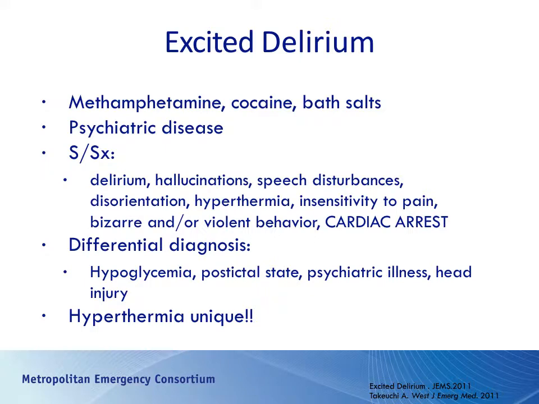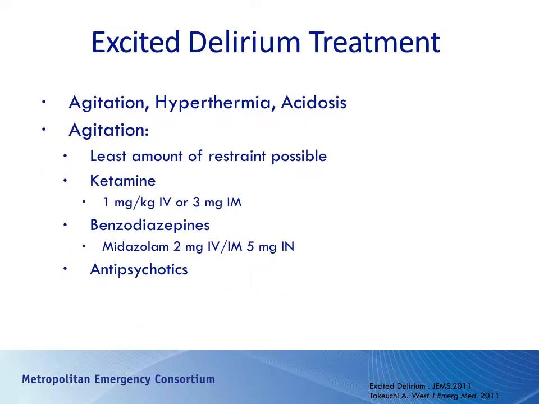So if you're in that circumstance, we have to think about things such as hypoglycemia or head injury, but these patients typically are hyperthermic, whereas head injury patients or patients with just straightforward psychiatric illness without excited delirium typically don't have hyperthermia. These patients can develop acidosis because of their agitation. We're going to treat them aggressively with ketamine and midazolam.